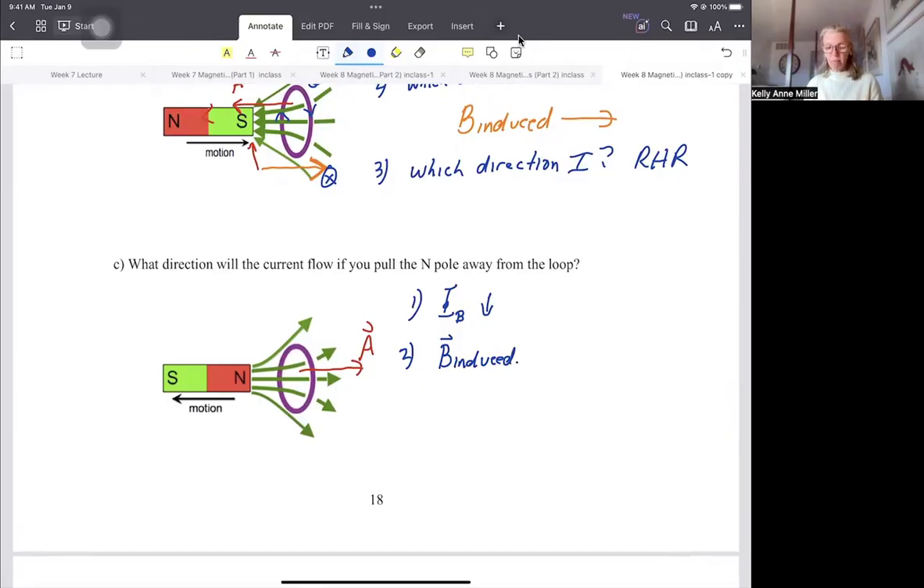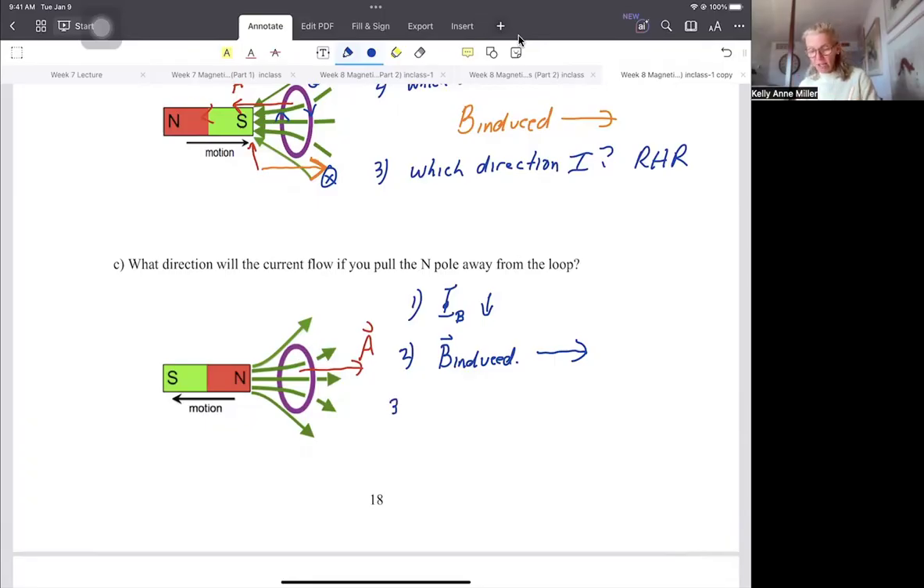The B induced is going to be in whatever direction it needs to be, so it's to oppose it. So it's going to be pointing this way, right? To reinforce, because the initial B field is pointing to the right, but it's getting weaker. So that means the B field that's going to be induced will also be pointing to the right to reinforce it. Okay, that's the way I think of it.